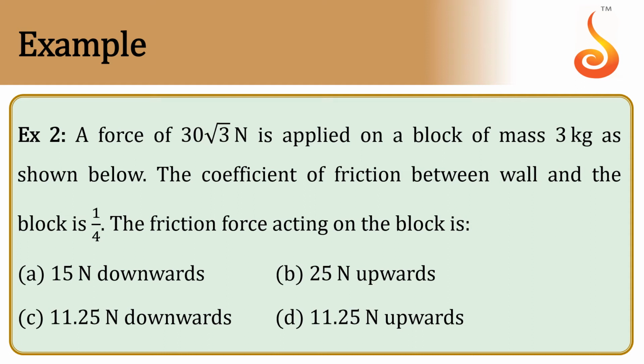Example 2. A force of 30√3 newtons is applied on a block of mass 3 kg as shown below. The coefficient of friction between the wall and the block is 1/4. The frictional force acting on the block is? So what direction and how much magnitude does the frictional force act with, if the coefficient of friction is 1/4? So let us see.